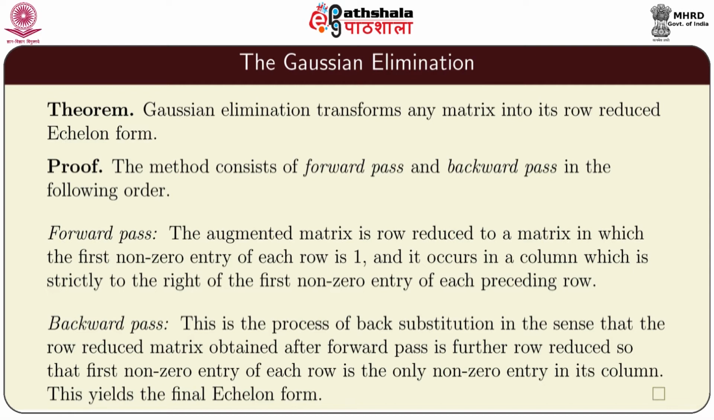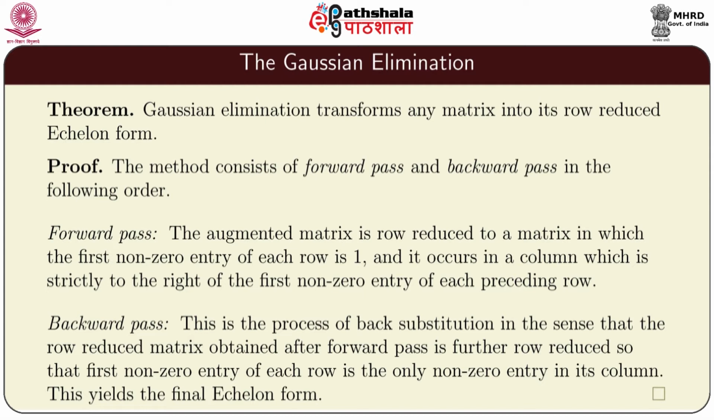Now, this is achieved by this forward pass. After this form is achieved, we now do the backward pass, which is the process of back substitution, in the sense that the row reduced matrix obtained after forward pass is further row reduced, so that the first non-zero entry of each row is the only non-zero entry in its column, and this yields the final echelon form.